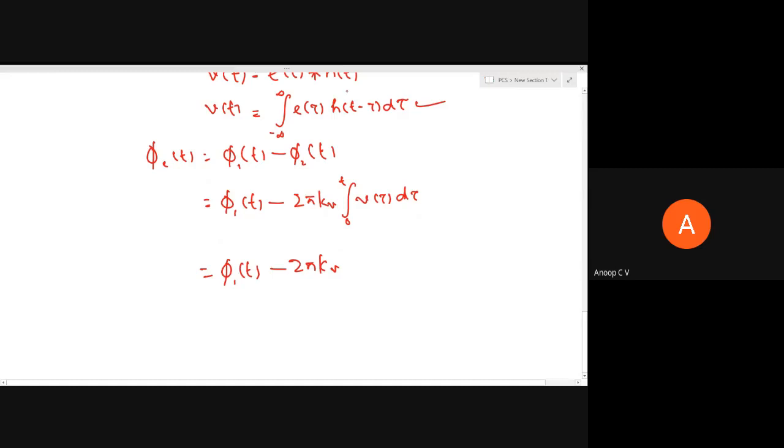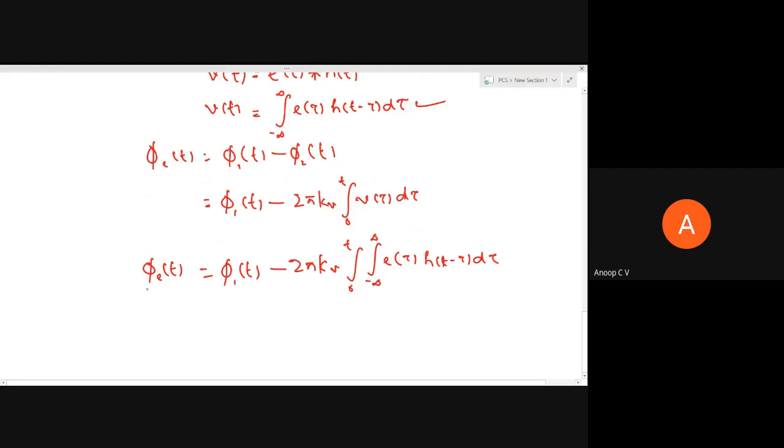So this is actually in terms of tau only. So I can write it as the integral from 0 to t, integral from minus infinity to infinity, V of tau is E of tau H of t minus tau d tau. This is actually phi E of t. This is phi E of t.